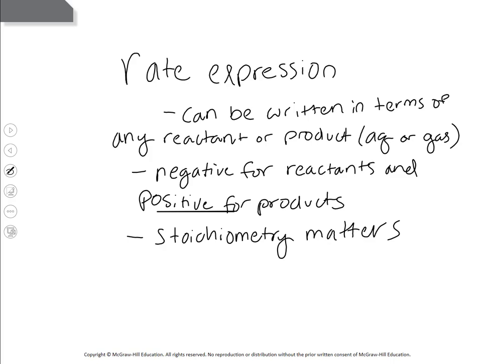So because a rate expression can be written in terms of any reactant and any product as long as they're aqueous or gas, you will have a different rate expression for as many reactants or products as you have in your equation, and they will all be equal to one another. So you'll have the rate in terms of a reactant equal to the rate in terms of another reactant, equal to the rate in terms of a product. They're all equal to each other because they're all equal to the rate.